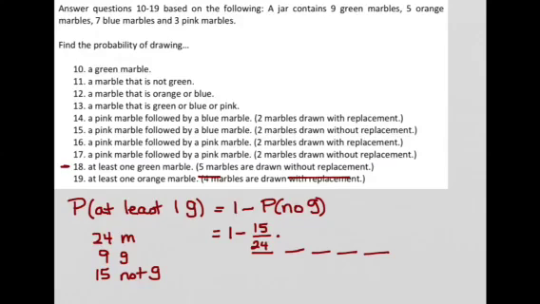times. Probability of not green the second time, this is without replacement. So we took one out, and we're assuming that we're successful in getting not green. So the number of not greens is going to go down to 14. The number of total marbles goes down to 23. The number of greens stays the same. So the probability of not green the second time is 14 over 23. Probability of not green the third time, so that's going to be 13 over 22.